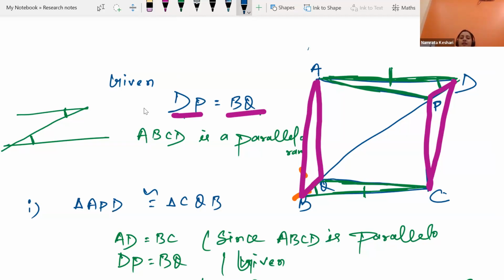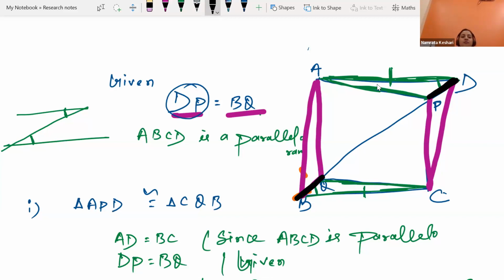Everyone getting it? In these two triangles, what is the same? DP side and BQ side are the same length. Can you see DP side over there? Can you see BQ side over here? Yes or no?